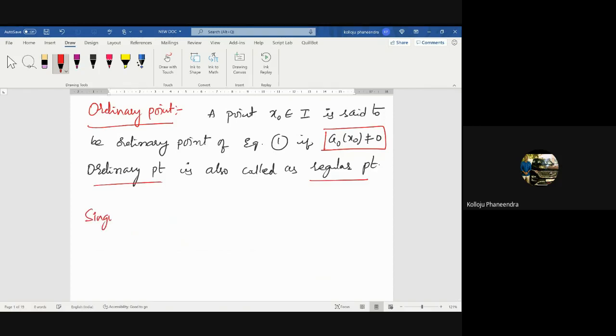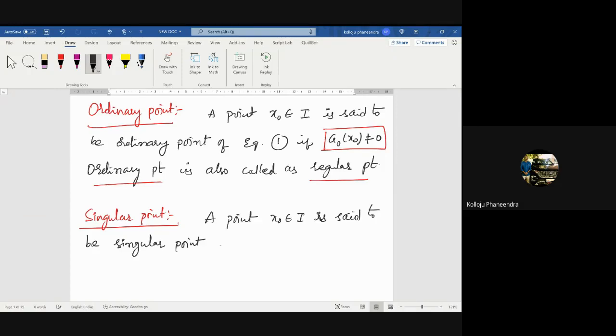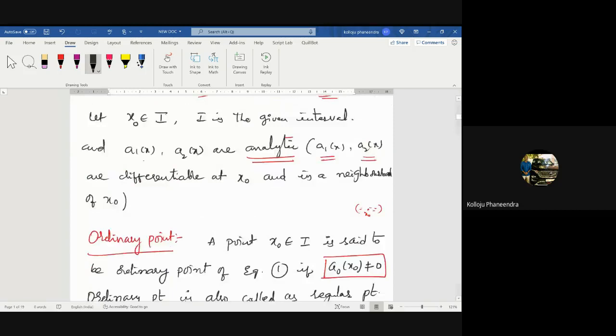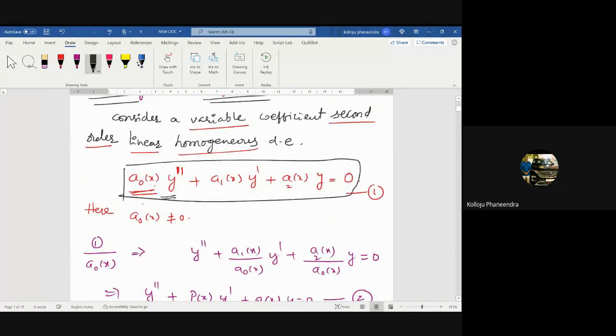Next one is singular point. The definition is the same. A point x naught belonging to the given interval I is said to be a singular point of equation 1 if a naught of x naught equals 0. When a naught of x naught equals 0, the nature of the differential equation changes. The entire double derivative term vanishes, so such a point is called a singular point.